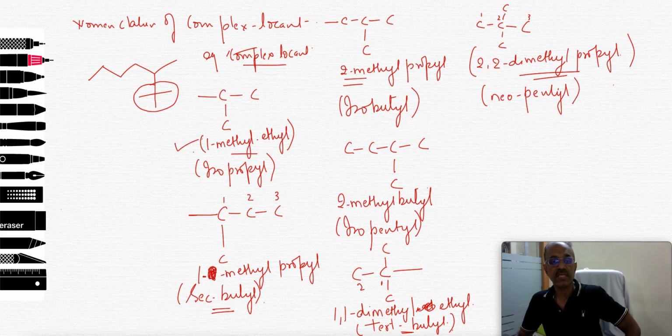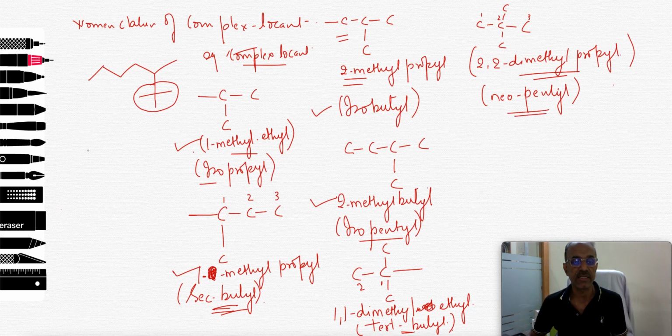This is 1-methyl ethyl, isopropyl. This is 1-methyl propyl, which is known as secondary butyl. This is 2-methyl propyl, which is known as isobutyl. This is 2-methyl butyl, known as isopentyl. This is 1,1-dimethyl ethyl, which is known as tertiary butyl. And this happens to be 2,2-dimethyl propyl, which happens to be neopentyl. Fine, this is very important. This will be frequently used, right? This is very, very important.